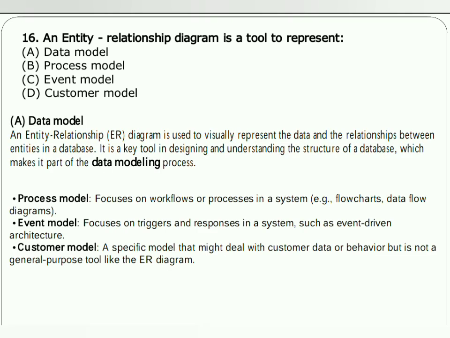Why is the answer data model? Because the ER diagram is used to visually represent the data and the relationships between the entities in a database. So it is a key tool in designing and understanding the structure of a database, which makes it a part of the data modeling process. Whereas the process model focuses on workflows or processes in a system, that is flowcharts or data flow diagrams, etc. And the event model focuses on triggers and responses in a system, such as event-driven architecture. And the customer model is a specific model that might deal with customer data or behavior, but is not a general purpose tool like the ER diagram. So the answer is a data model.